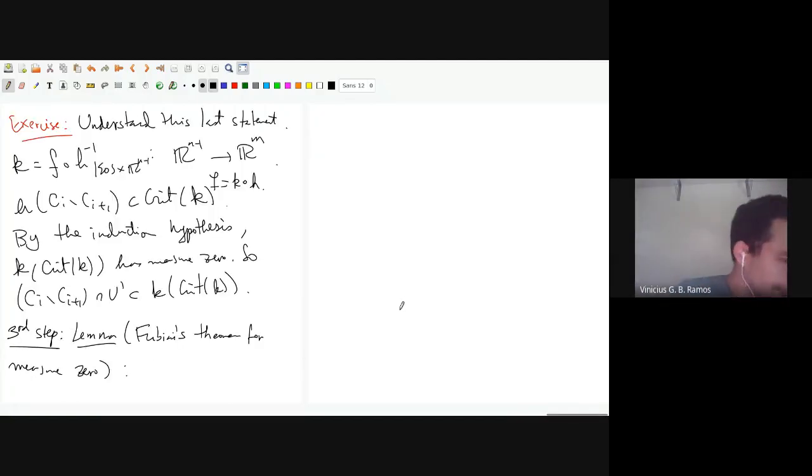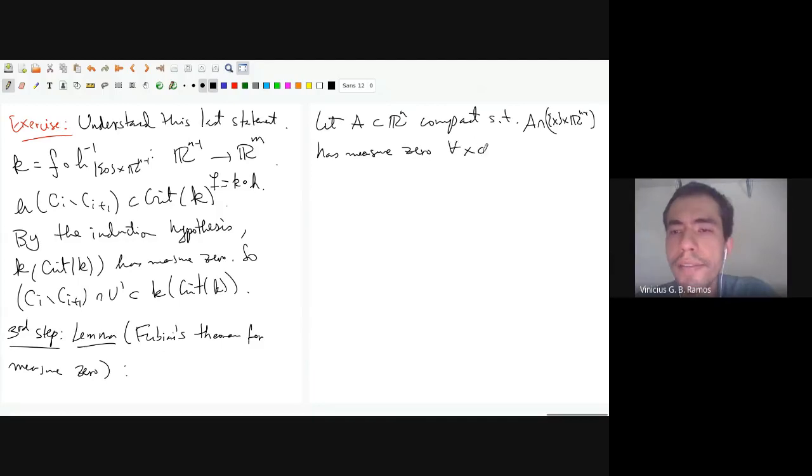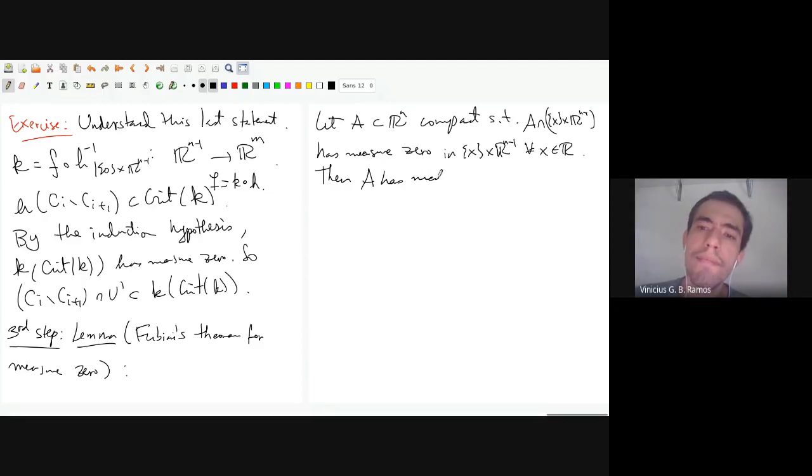So it requires this lemma. So the lemma is the following. Let A be compact such that when you look at a slice, A intersected with X times Rn minus 1 has measure 0 for all X in R. So it has measure 0 in X times Rn minus 1 for every X in R. Then A has measure 0.